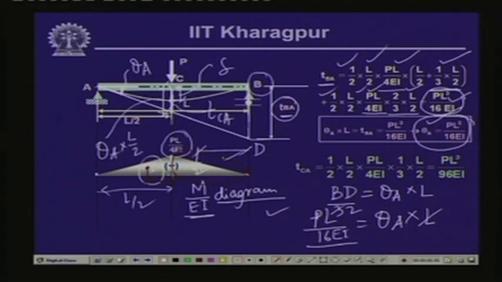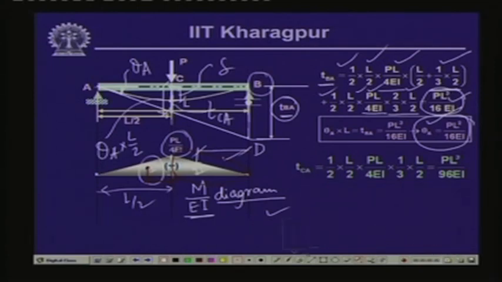So, from the whole distance, if we subtract this particular part, we get the value of the delta. So, let us compute then the value of the delta. Now the TCA value, the tangential deviation of point C with respect to the tangent drawn at A, is equal to the area of the M by EI diagram between A and C taken about C.